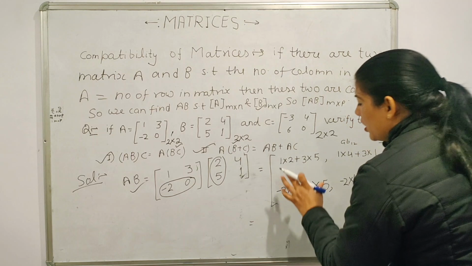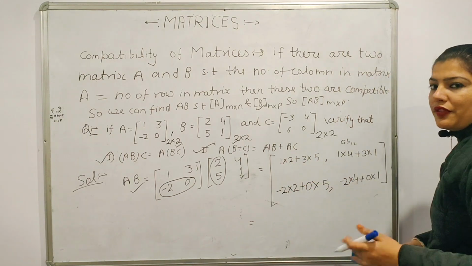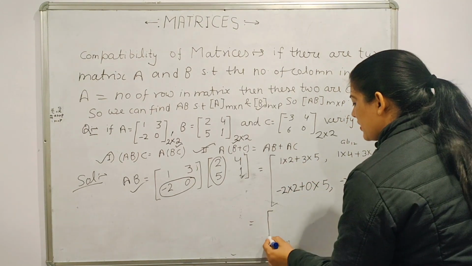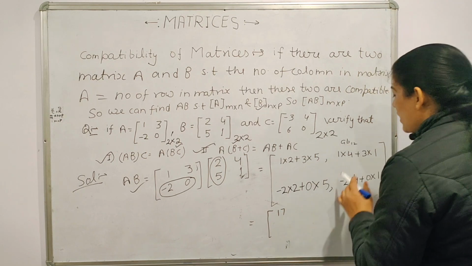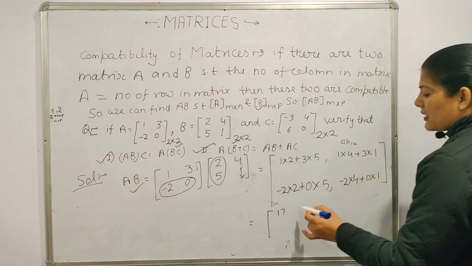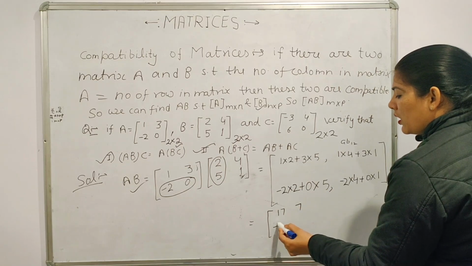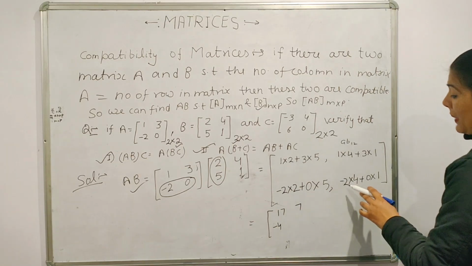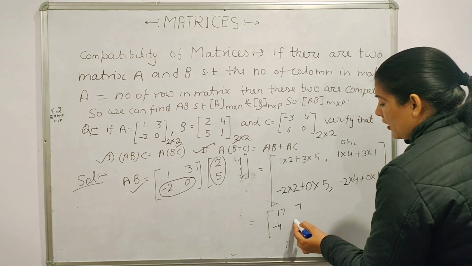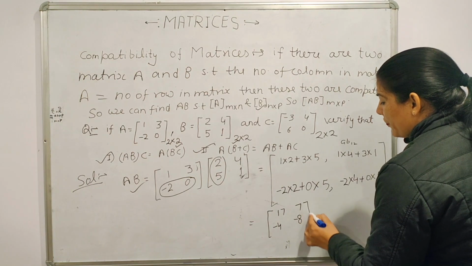So this is 2 ones are 2 and 3 fives are 15. 15 plus 2 is 17. 4 ones are 4 and plus 3, 7. Minus 4 plus 0 gives you minus 4. Minus 8 plus 0 again gives you minus 8.